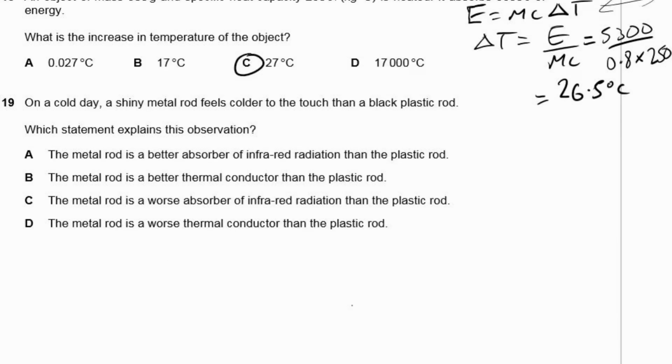Question 19. On a cold day, a shiny metal rod feels colder to the touch than a black plastic rod. Which statement explains this observation? A, the metal rod's a better absorber of infrared radiation? Nope. B, the metal rod's a better thermal conductor? Yeah. What's happening here is it's taking the heat away from your hand to heat itself up. C, the metal rod's a worse absorber. Again, we've been told nothing about the amount of sunlight it's been exposed to. D, the metal rod is a worse thermal conductor than a plastic rod. No, that would make it feel warmer on the cold day.